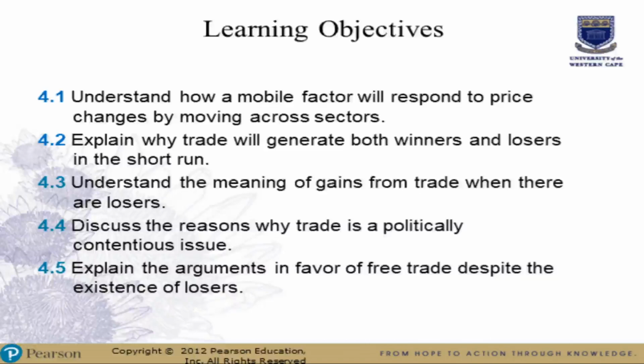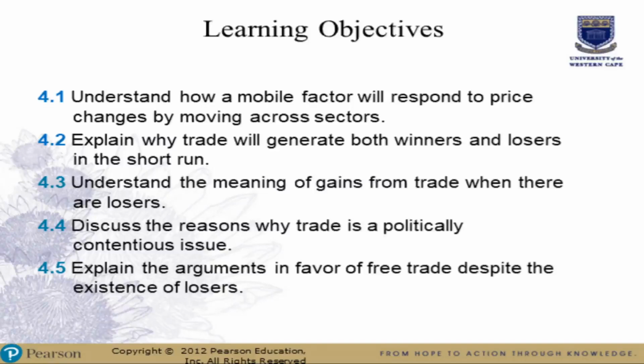After studying this chapter, you should be able to understand how a mobile factor will respond to price changes by moving across sectors. Explain why trade will generate both winners and losers in the short run. Understand the meaning of gains from trade when there are losers. Discuss the reasons why trade is a politically contentious issue. Explain the arguments in favor of free trade despite the existence of losers.